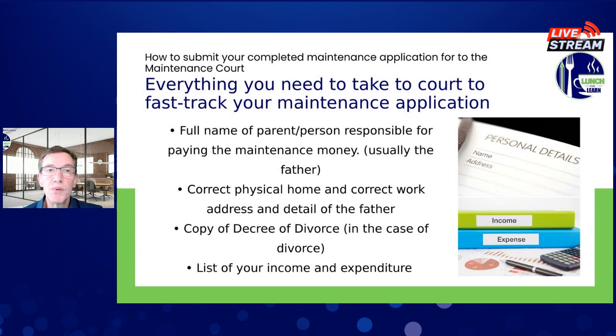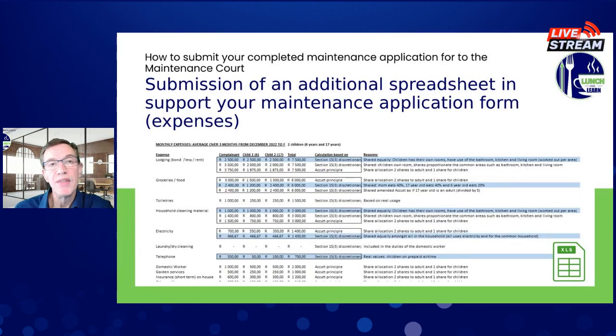And then very important is a list of your income and your expenditure. We've addressed that in previous webinars, but we'll go into some more detail. Now, I think this is quite important. It is not necessary, because the J101 form includes what you need to take to court. It is a 6-page document where you can jot down your income and your expenses, and then make the necessary split between the child and the parent or the complainant.